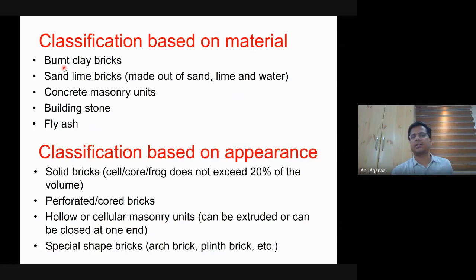Okay. Now, based on the shapes, there are 3-4 classifications, and also bricks can be classified in 3-4 different categories based on the material that is used. So the most common types of bricks that have been used and are still being used are burnt clay bricks. The burnt clay bricks are the bricks that are made with clay, but then they are burnt in a kiln. We had discussed about this last time.